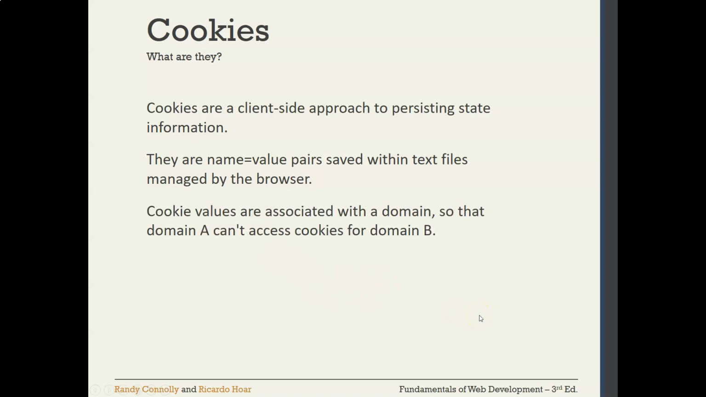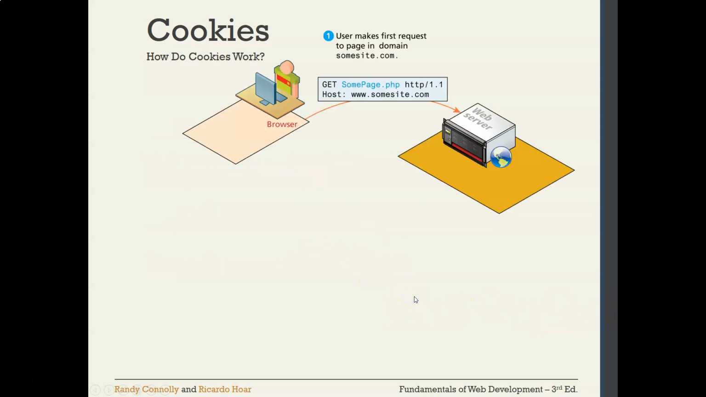Cookie values are associated with a domain or site. So the idea is that domain A can't access cookies from domain B. Cookie values travel within the HTTP header. So how do they work? Well, this is important. I would expect you to know this. So let's take a look at this example.